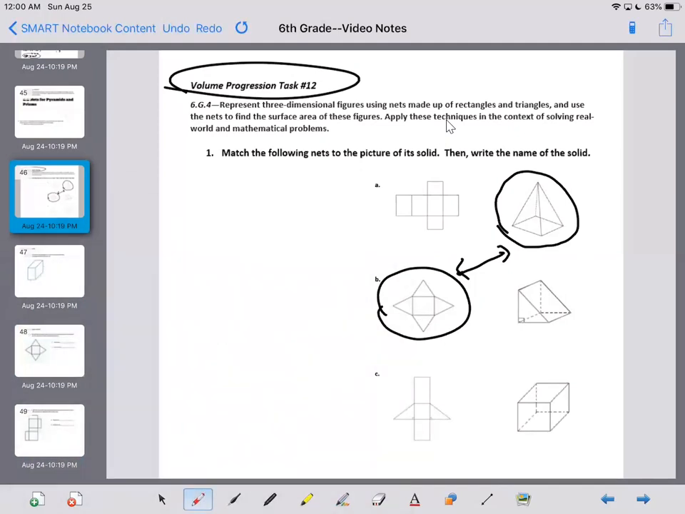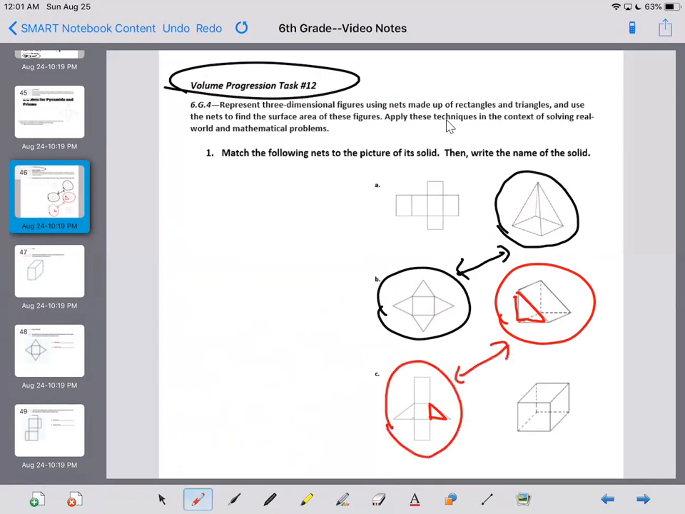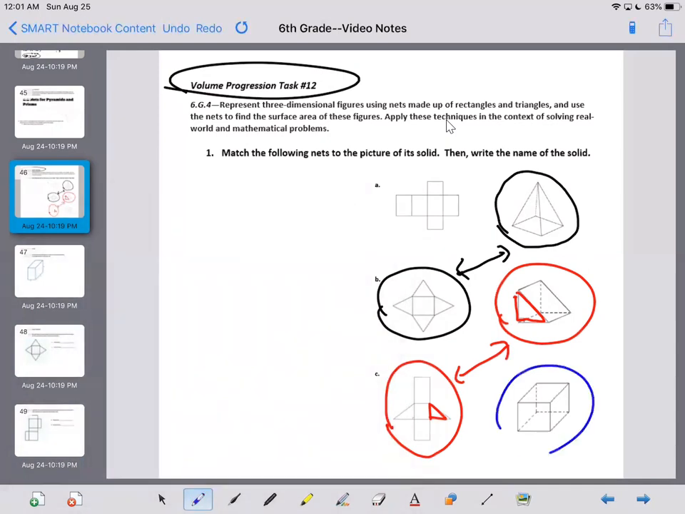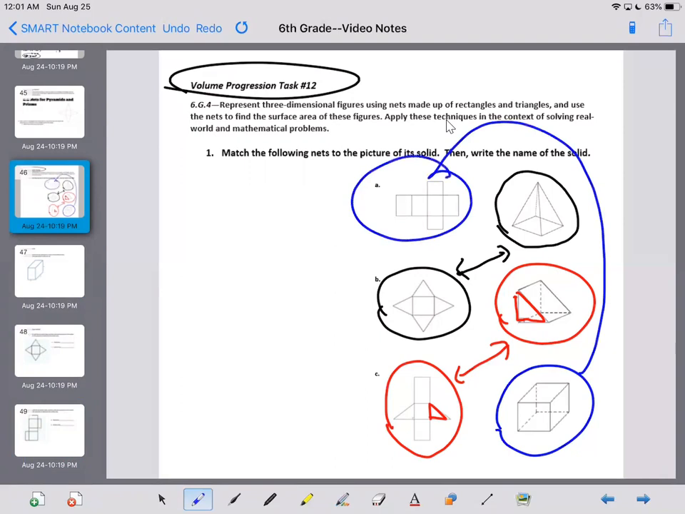And then we see triangles here, and we see triangles here. So this is a triangular prism, and this is the net of the triangular prism. And then finally, what we have is just a general prism, and this would be the net that would go along with it.